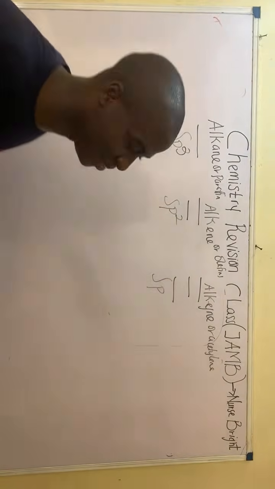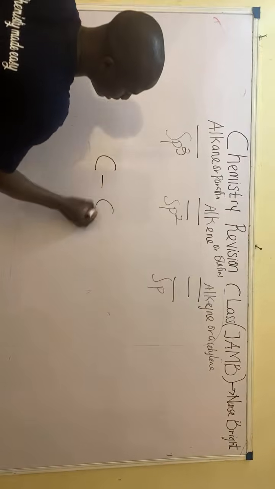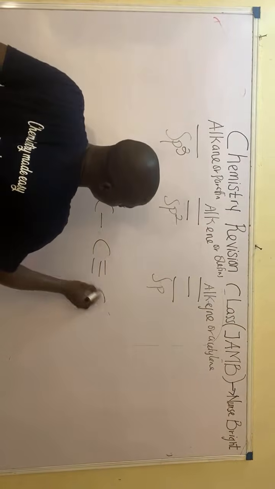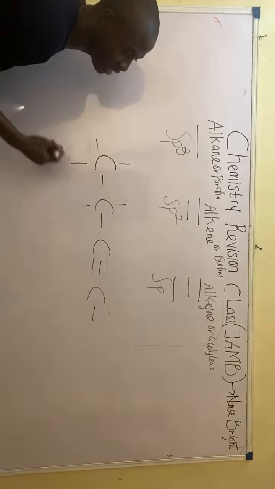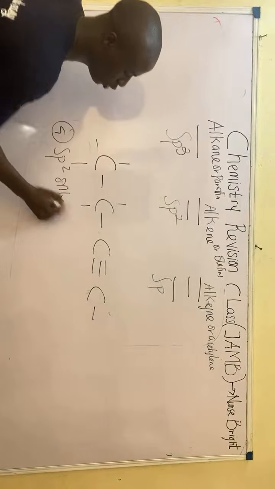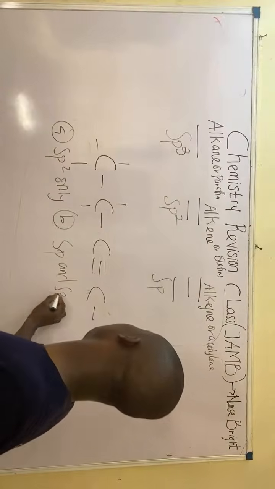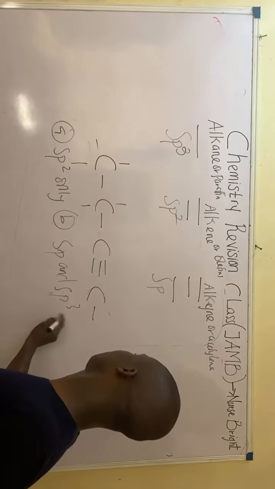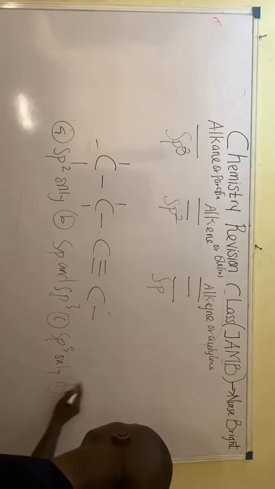Now here is a question you must watch out for in your exam, the type of question that will likely come up. They won't just give you a compound. They will say the above compound has what hybridization. Then the options: option A, sp2 only. Option B, sp and sp3. Option C, sp3 only. Option D, none. It's very easy.